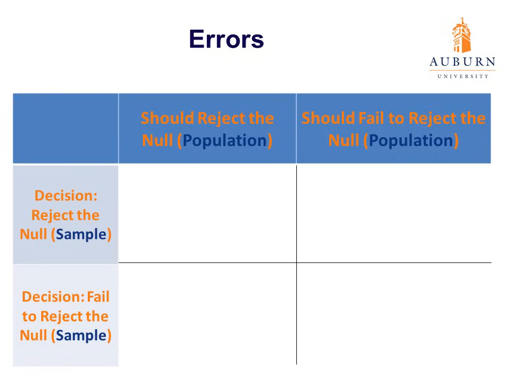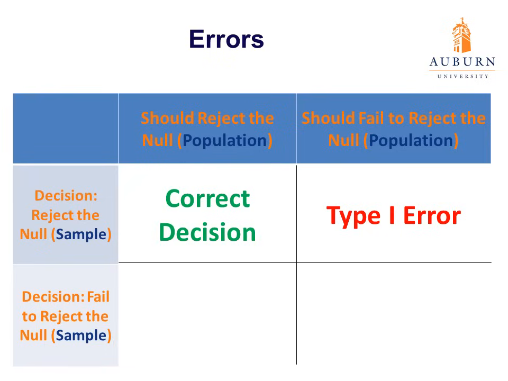Now, based on our research study, based on the sample, if we reject the null hypothesis, and in the population we should have rejected the null hypothesis, then we would have made a correct decision. In this case, our decision based on the sample we collected matches that in the population. Now let's say based on our sample that we reject the null hypothesis, but in reality we should have failed to reject the null hypothesis. Then we have made an error. In fact, we have made a type 1 error.